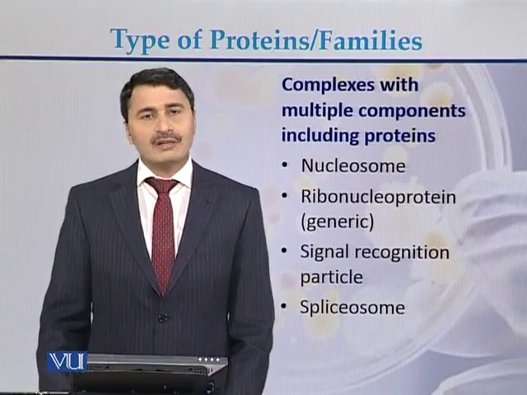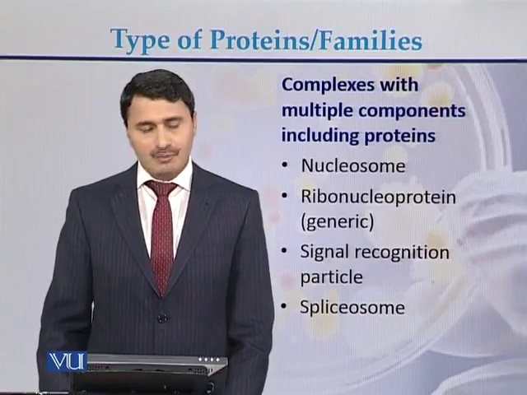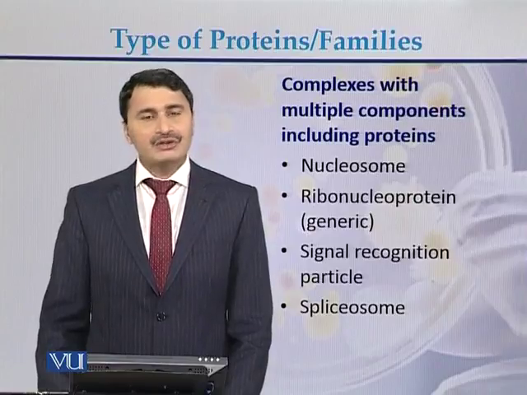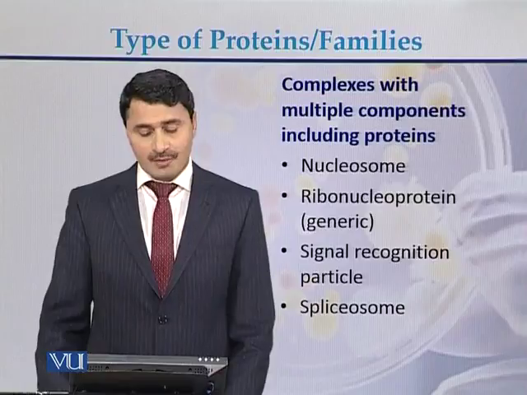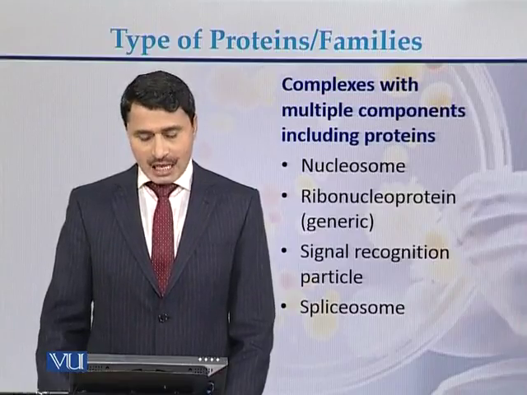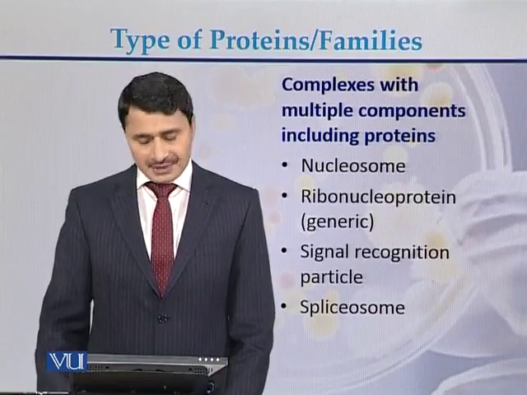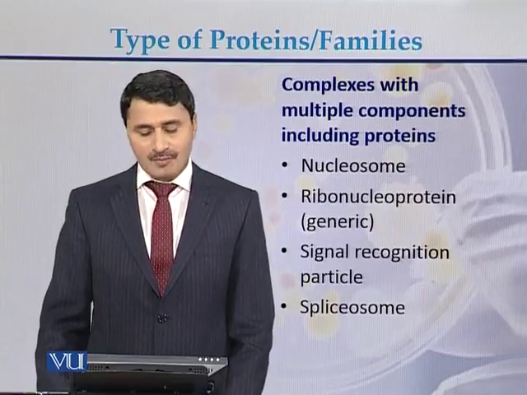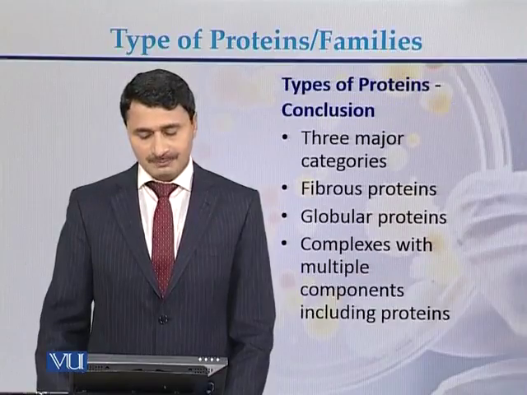The third type of proteins is called complexes with multiple components including proteins. They are different complexes. Examples of complexes with multiple components are nucleosomes, ribonucleoproteins, signal recognition particles, and spliceosomes. These are some examples of complexes with multiple components including proteins.